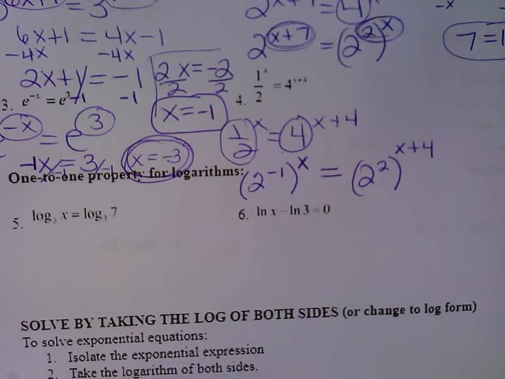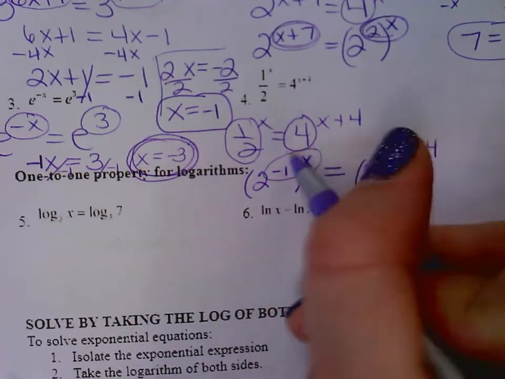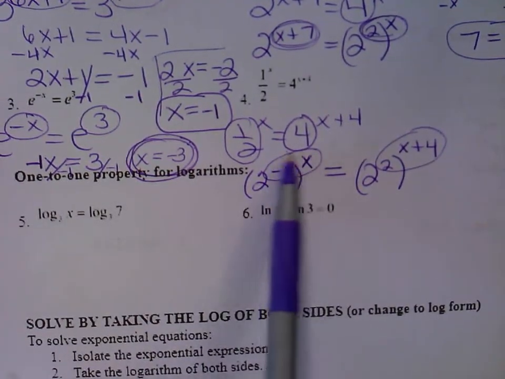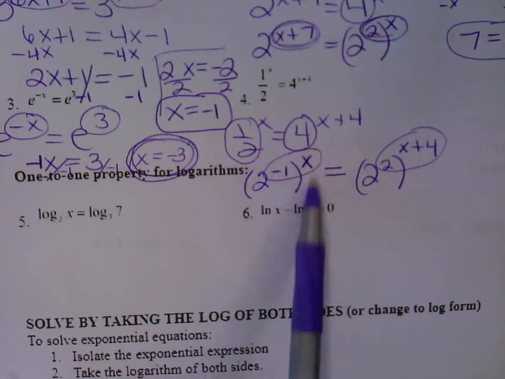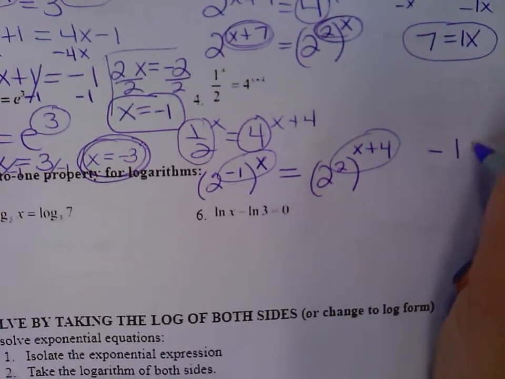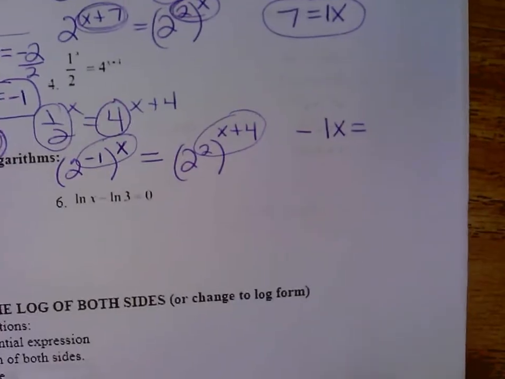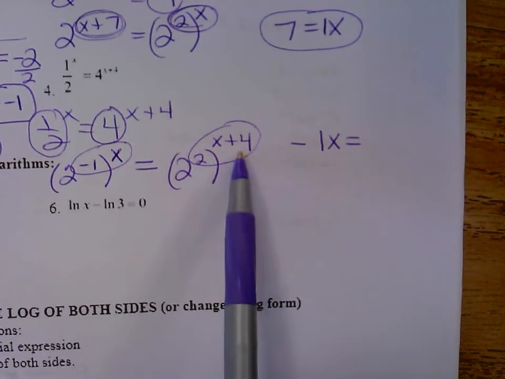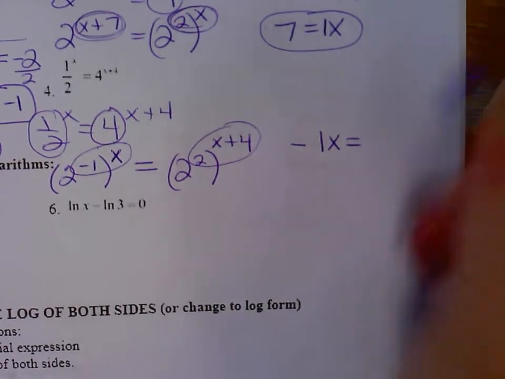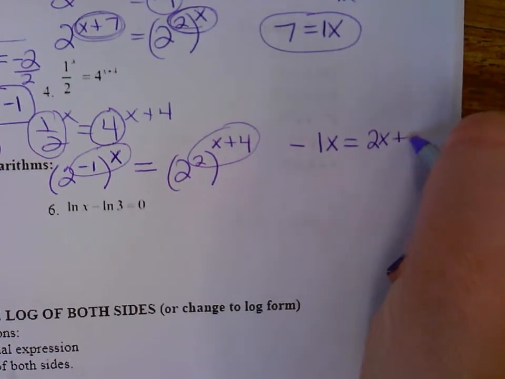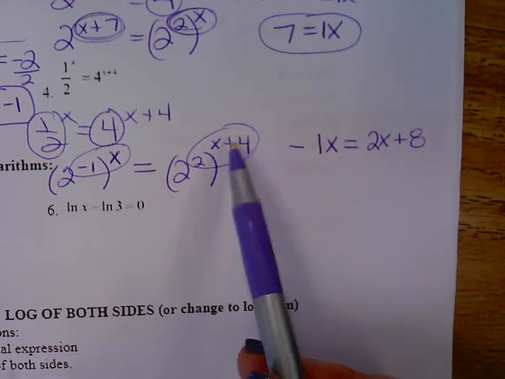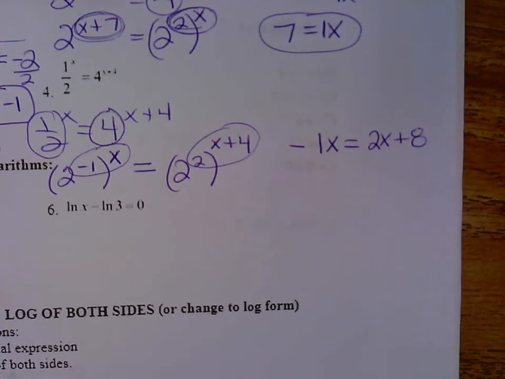What's my next step? Distributive property of exponents, right? So what is this exponent going to become? Negative 1x, and these are equal to each other, since the base is already 2. What is this exponent going to become with the distributive property? 2x plus 8. Everybody catch how we distribute the 2, the x, and the 4? All right, what would I do next to get the x's collected?